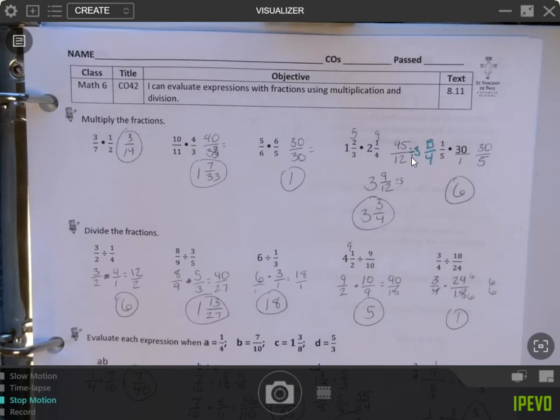Good morning. Today we are correcting CO42. I can evaluate expressions with fractions using multiplication and division. So we had to remember how to multiply and divide those fractions.